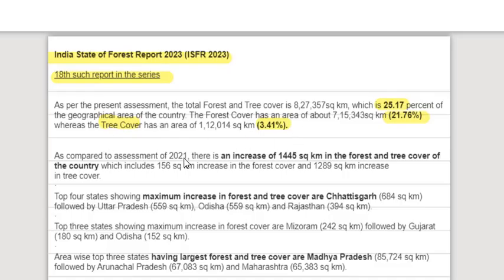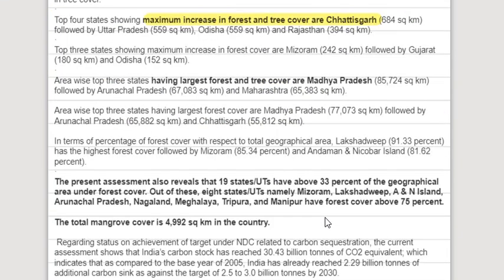As compared to the assessment of 2021, this is 2023. As compared to 2021, there is an increase of 1445 square kilometer of the forest and tree cover of the country. This is important, you should remember, which includes a 156 square kilometer increase in the forest cover and 1289 square kilometer increase in the tree cover. Top 4 states showing the maximum increase of the forest and tree cover are in Chhattisgarh. The first state you must remember is Chhattisgarh. The top 3 states showing the maximum increase of the forest are Mizoram. So Mizoram is important, you should know. Mizoram is a state having maximum increase.